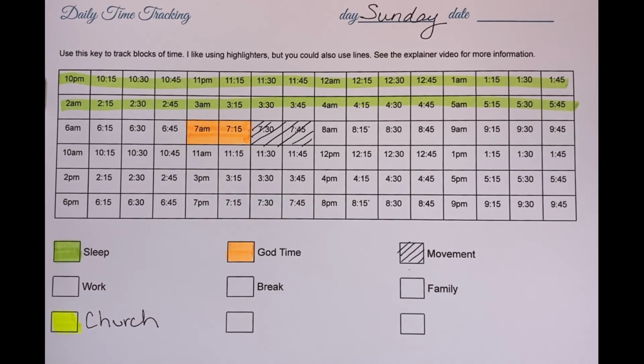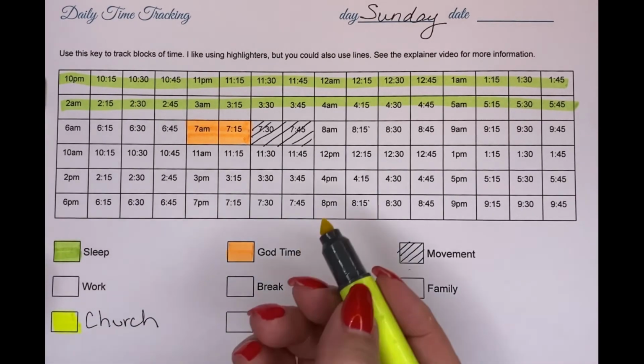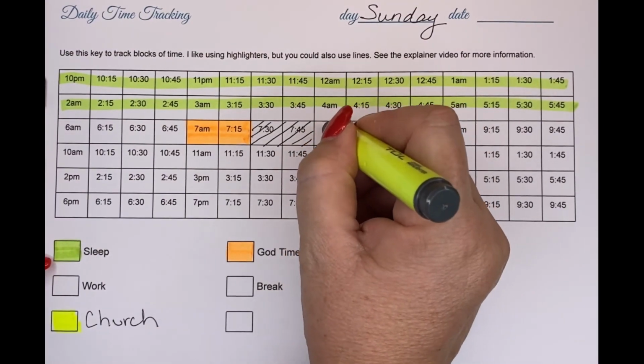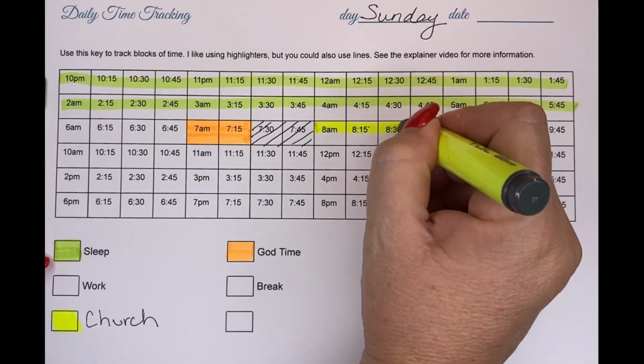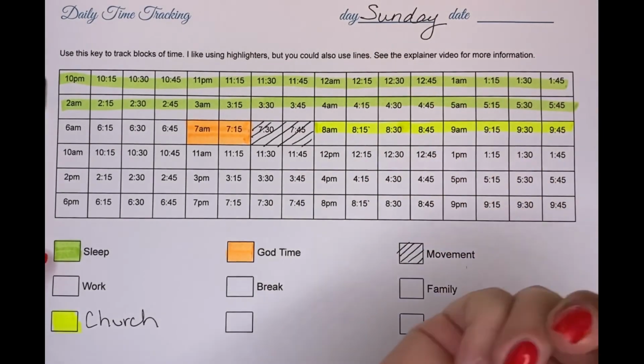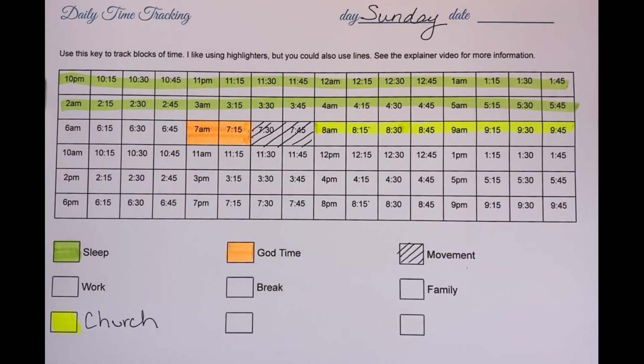And then, let's just say you go from 8 to 11. Or 8 to 10. Let's just do 8 to 10, if that's where you go to church, right? So then your Sunday just looks different. So this is, again, to track what you actually do, not what you hope to do.